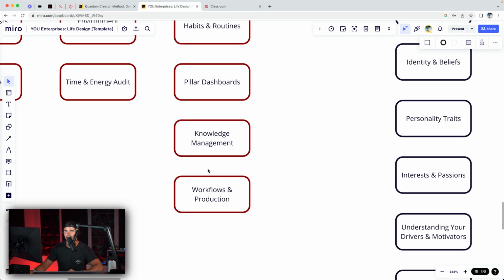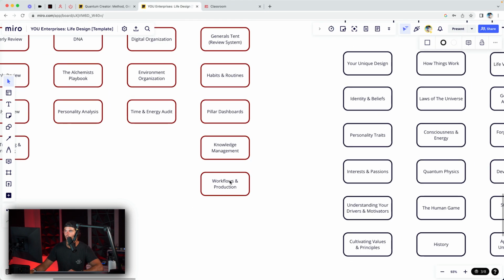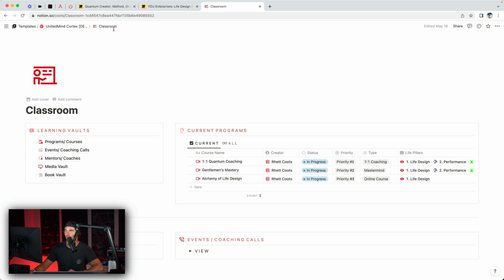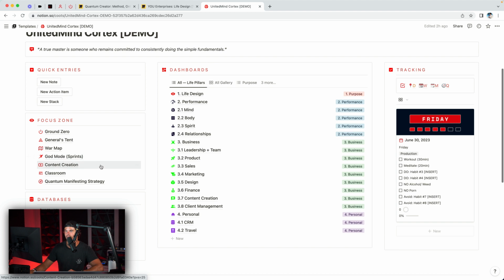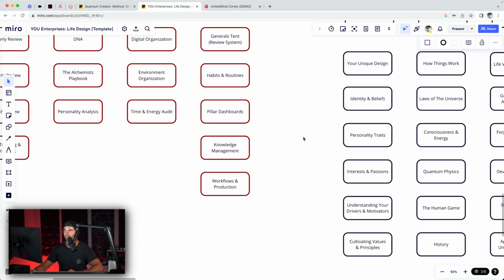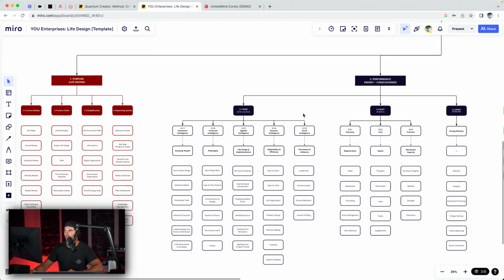There's a method to my madness. Workflows and production. So this is more around things like the war map and the general's tent and having specific processes that I can implement with one click that has everything super streamlined and organized.